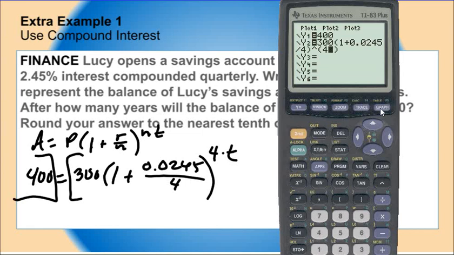Then if we change our window settings, I could keep the minimum the same. I'm going to change the maximum. I always go 100 more than what I would need it to be. So I'm going to go 500 since the most we need is 400. I'll keep the other one at 20. Now if we hit graph, there's our 400. And then here's the other equation. See that it crosses here.